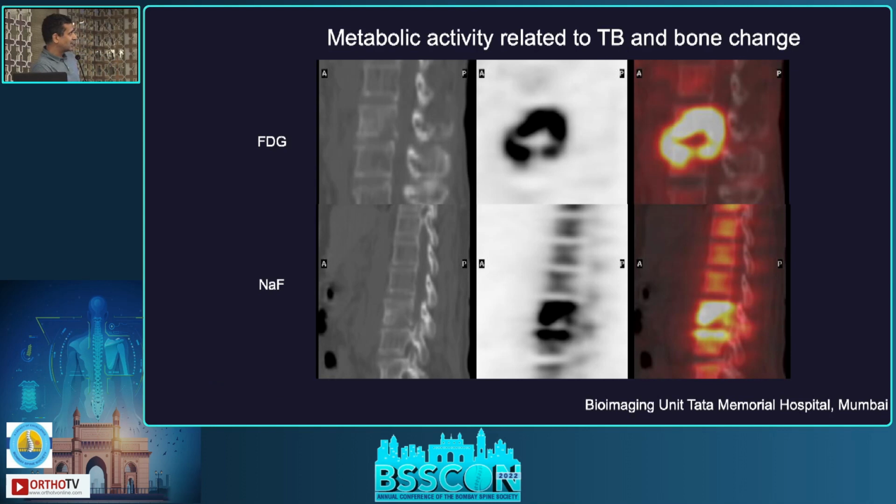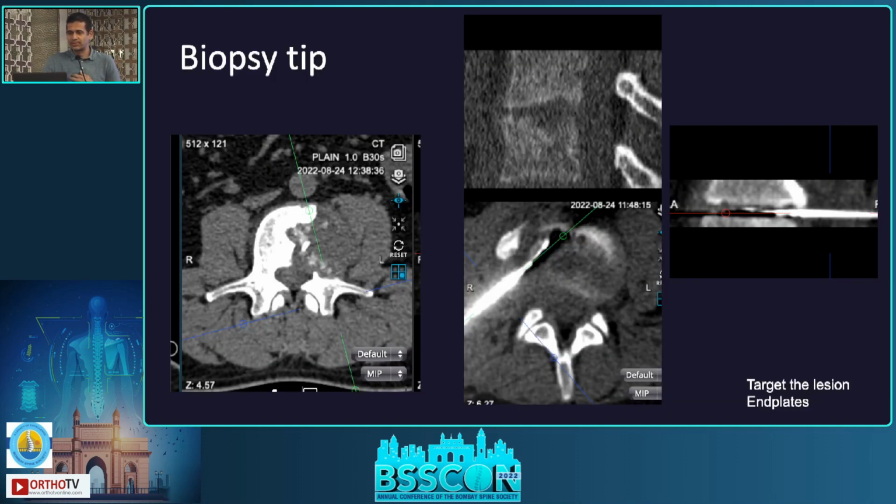Here's another example. These are 2 scans. This is an FDG scan, which shows metabolic activity, and this is a sodium fluoride scan, which shows you bony turnover. You can see here that the metabolic activity is actually greater at the periphery, and the bony turnover is greater in the central portion. You're more likely to do a transpedicular biopsy and get into this portion where you may not necessarily get metabolically active tissue, and therefore your biopsy results may be less than optimal.